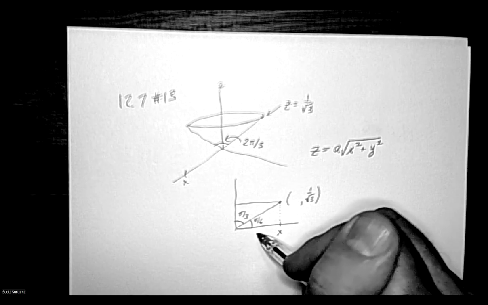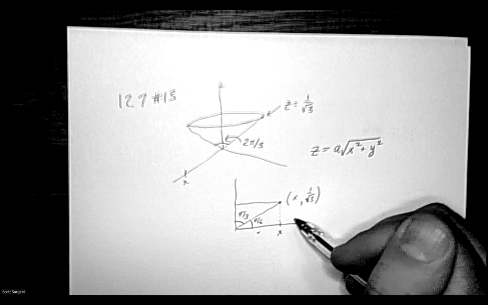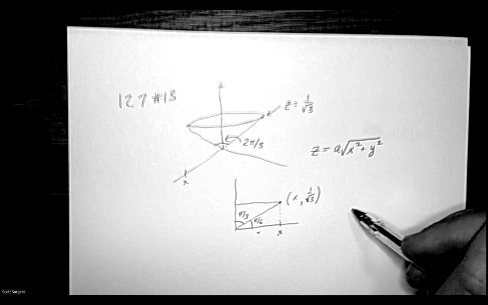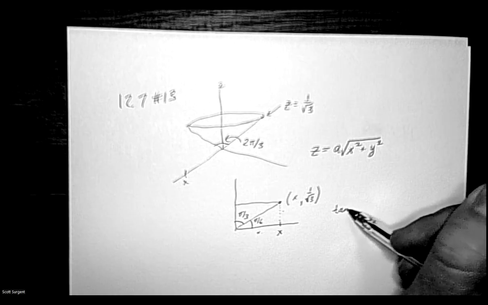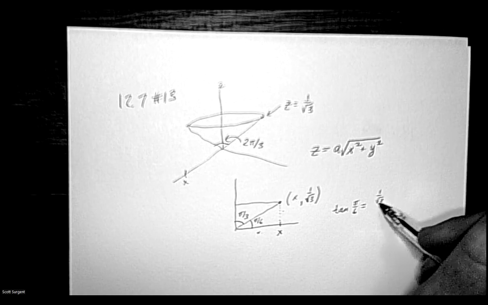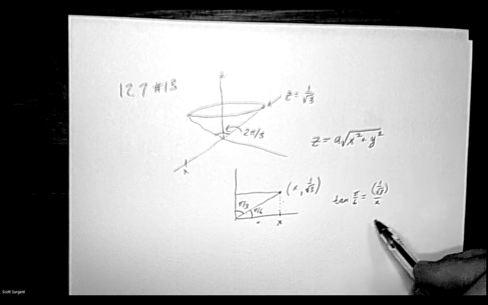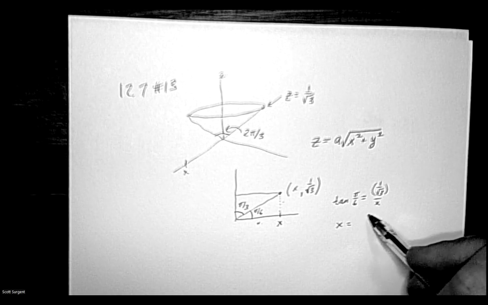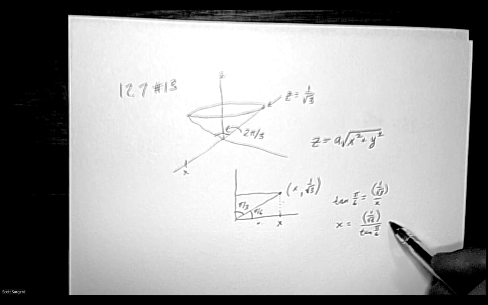If I don't know what x is, I'll do it the old-fashioned way. I know that z is 1 over rad 3, and I know the angle is pi over 6. Since I've got opposite and adjacent, I'll say tan of pi over 6 is going to be 1 over rad 3 over x. That way I can figure out x. X is going to be, just by cross multiplying, 1 over rad 3 and then tan of pi over 6. Now that's an angle you should know.